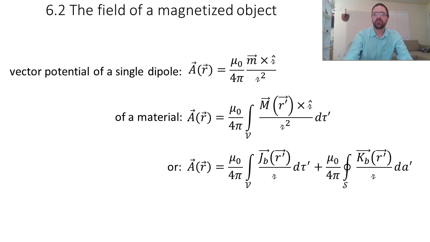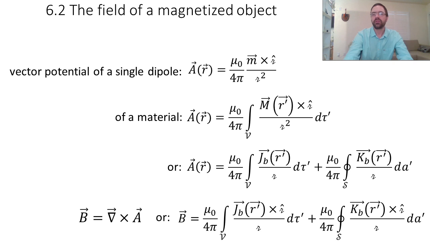Now, based on what we just learned, we can calculate the vector potential another way. We can calculate the vector potential from the bound currents. A at R is equal to mu naught over 4 pi integral over the volume of J sub B over curly R d tau prime plus mu naught over 4 pi integral over the surface boundary of the material of K sub B over curly R dA prime.